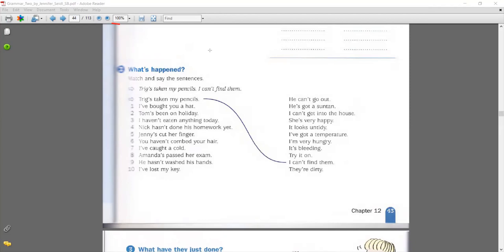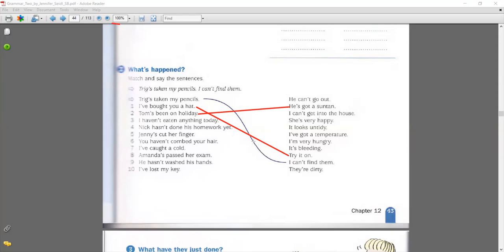Okay, next one. Number one. I have bought you a hat. Try it on. Next one. Tom has been on holiday. He has got a suntan. Suntan means a brown or dark shade of skin.